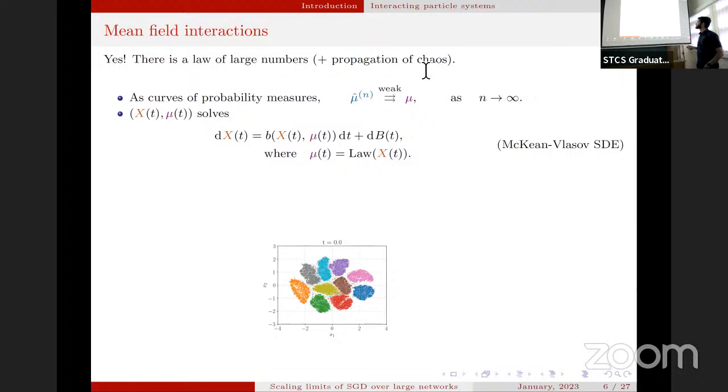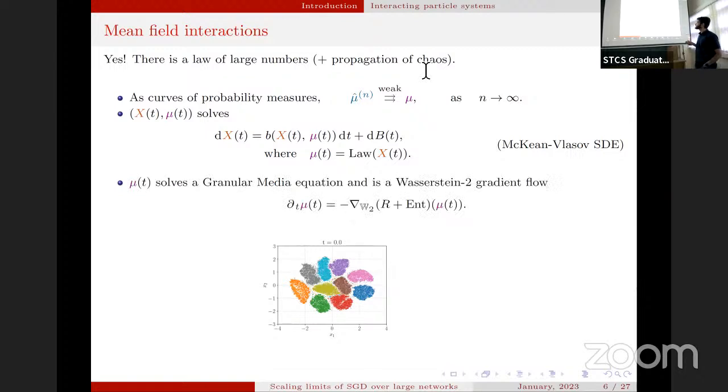So yes, the SDEs that I had earlier admit a limit through the McKean-Vlasov SDEs, and they can be described very similarly. It's what you would expect. It's the same SDE, but the empirical measure is replaced by the ensemble, which is the law of the randomly chosen particle X, and X and mu are set to solve it. So this is pretty well studied in the literature.